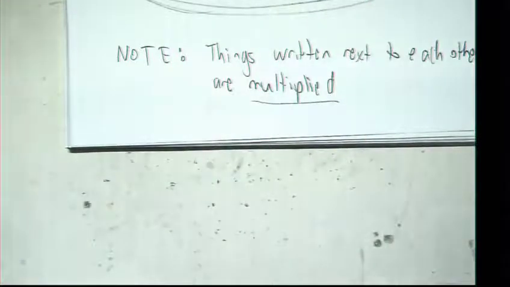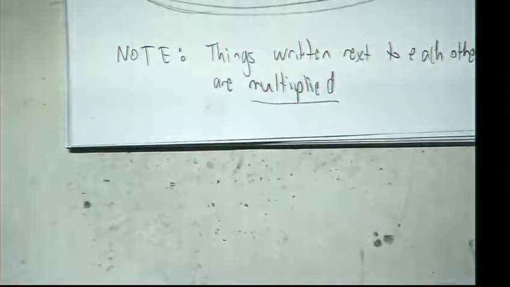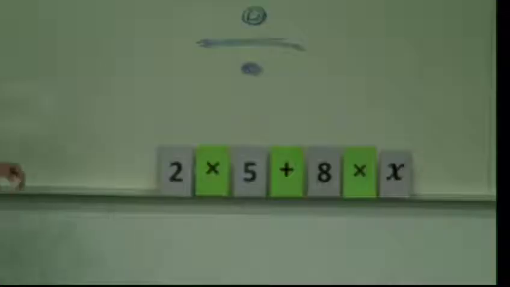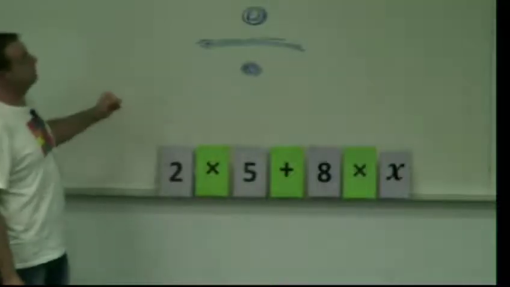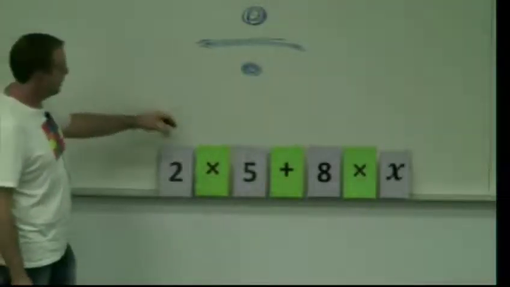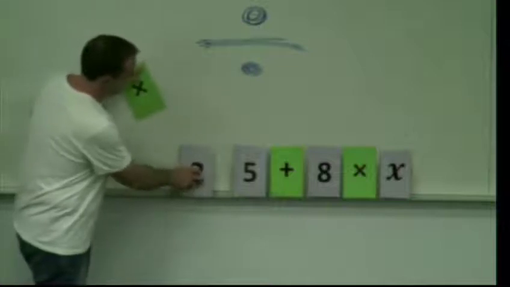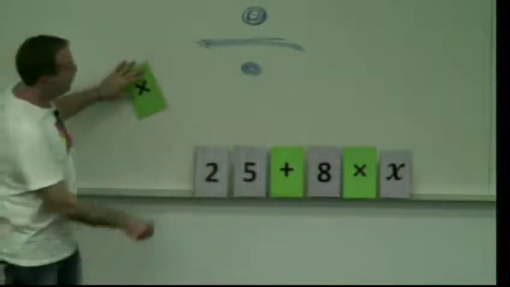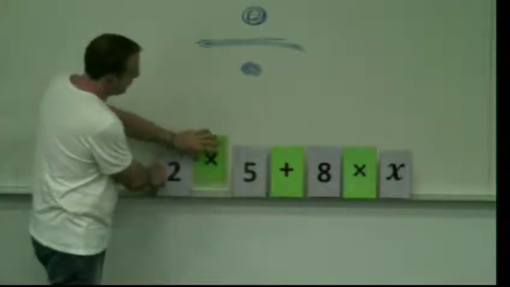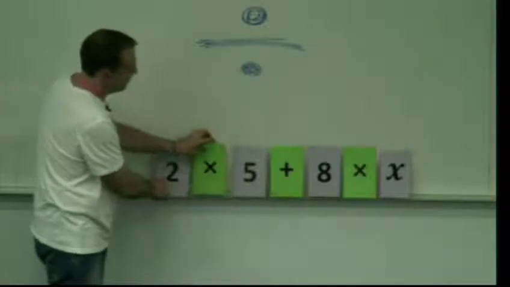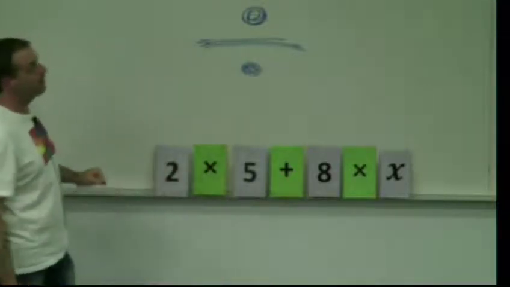Things next to each other are multiplied. Now, plain numbers, you'll have to put a times sign in, because if you put a 2 and then a 5, like this, wait for the camera to sort itself out. If I do that, then it's the number 25. So I will leave the times sign in there so that my readers can tell that it's actually the number 2 times 5 and not 25.